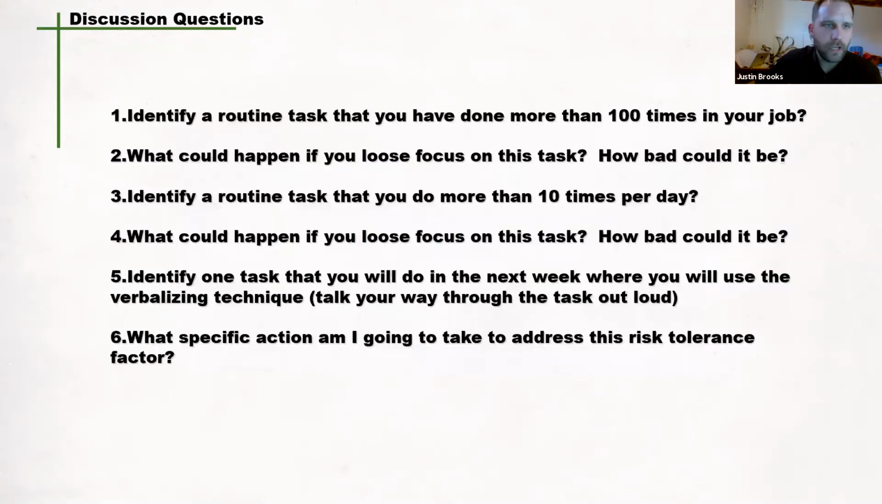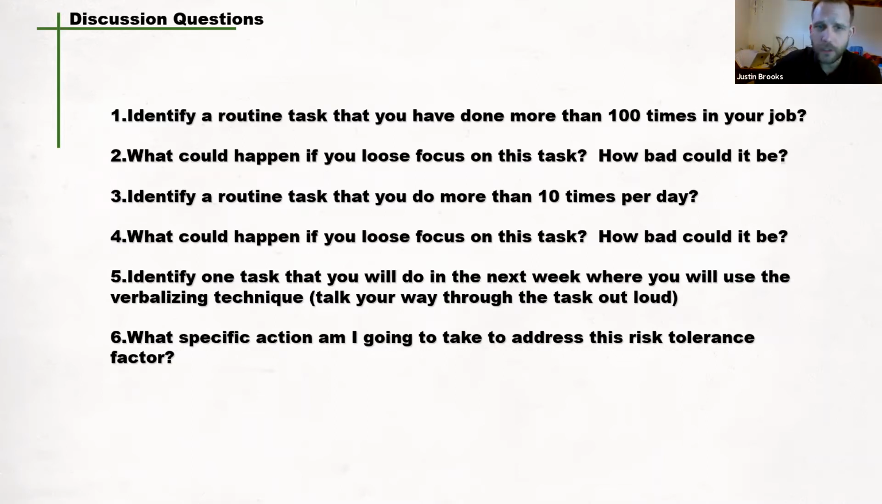So again, here are some discussion questions that you can ask your workforce. Identify a routine task that you have done more than 100 times in your job. What could happen if you lose focus on this task? How bad could it be? Identify a routine task that you do more than 10 times per day. What could happen if you lose focus on this task? How bad could it be?